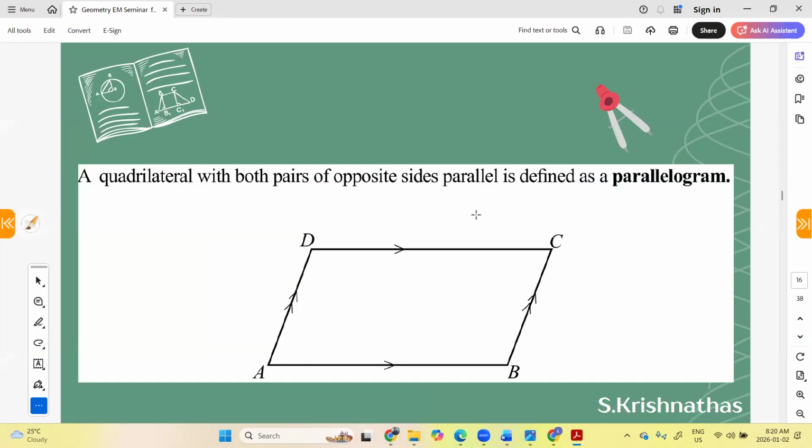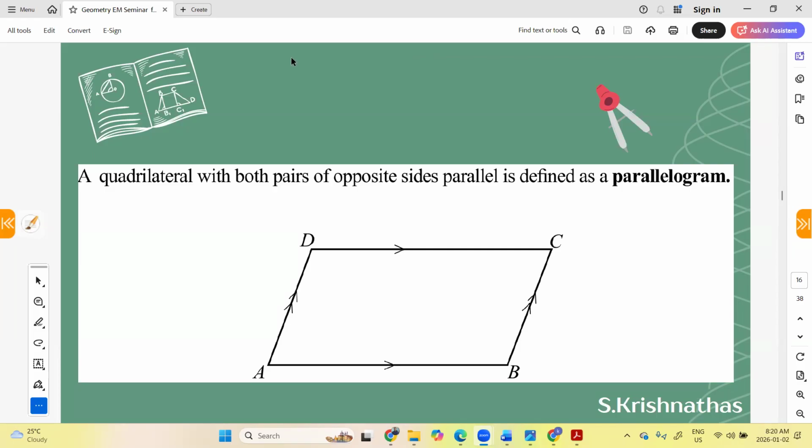Student, what is the definition of parallelogram? Here, the definition is given. Student, definition different, properties different. Why is this a parallelogram? In a quadrilateral, if opposite sides are parallel, it is a parallelogram. A quadrilateral with both pairs of opposite sides parallel is defined as a parallelogram.